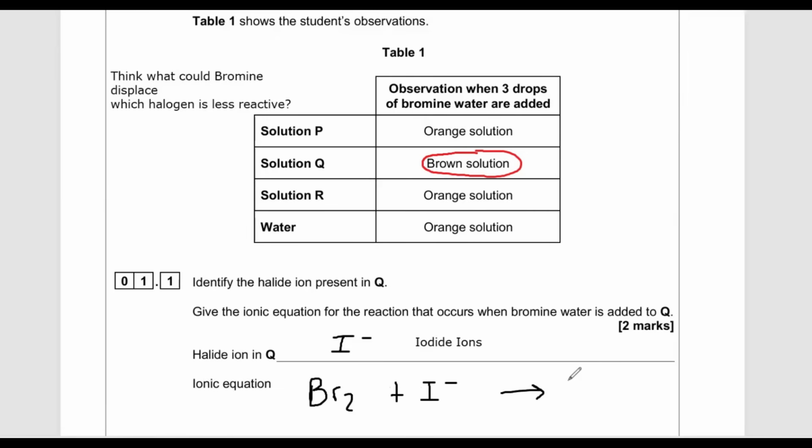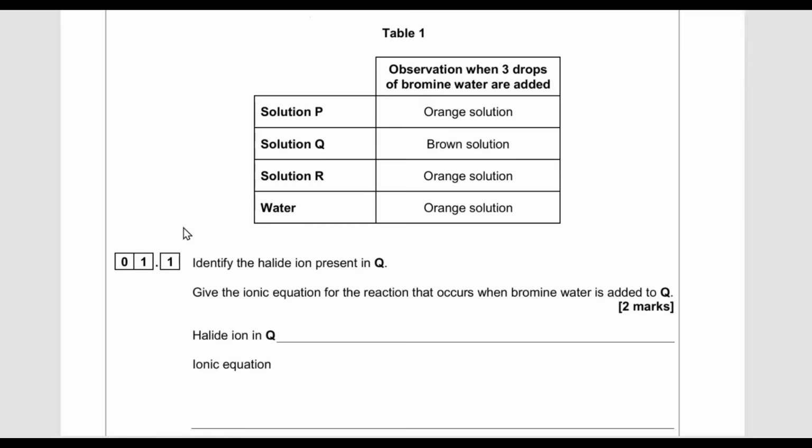So bromine plus iodide ions. Remember, it was a potassium iodide solution, but the potassium is a spectator ion as it doesn't change its physical state or its oxidation state. So here we go. We just need to balance this up. Let's put a 2 in front of the I minus and a 2 in front of the Br minus. And there we go. 2 lovely marks. Let's move on to 1.2.